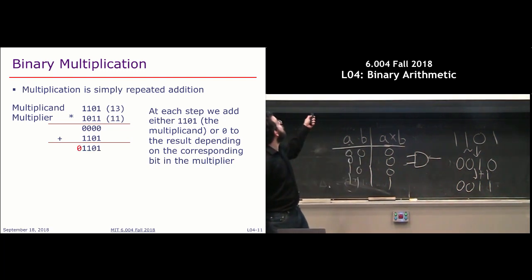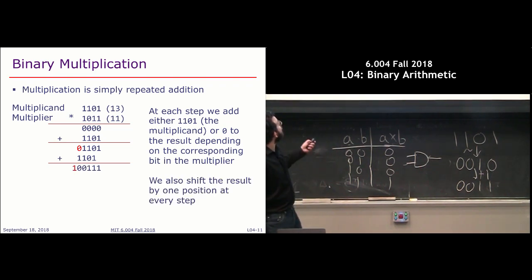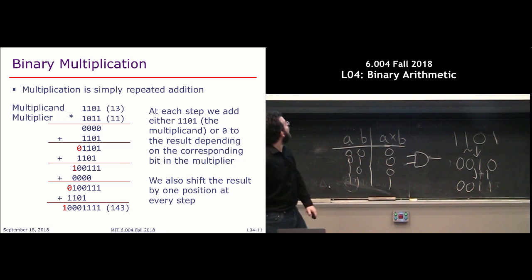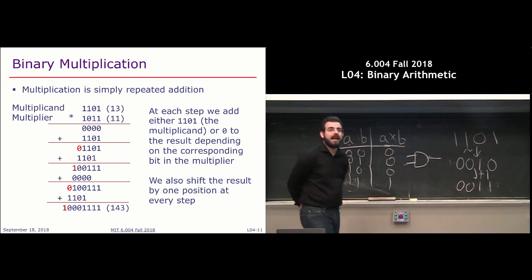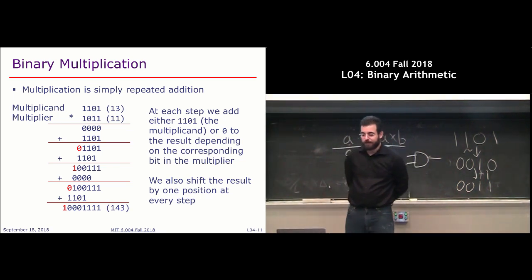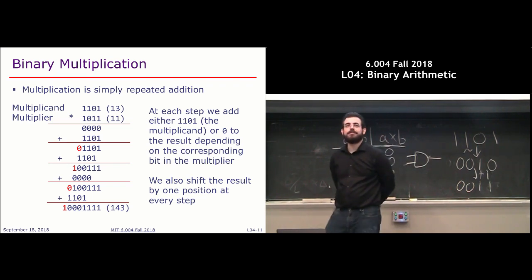We have a carry of 0 here, and we go to the next digit, which is 1. So we add 1101 again, but it's shifted by 1 position, just like in the decimal case. So you keep going. In this case, this digit is 0, so we add 0000, and we get this longer number. And the last bit is 1, so we add 1101, and we get this end result, which is 143, which is 11 times 13, right?